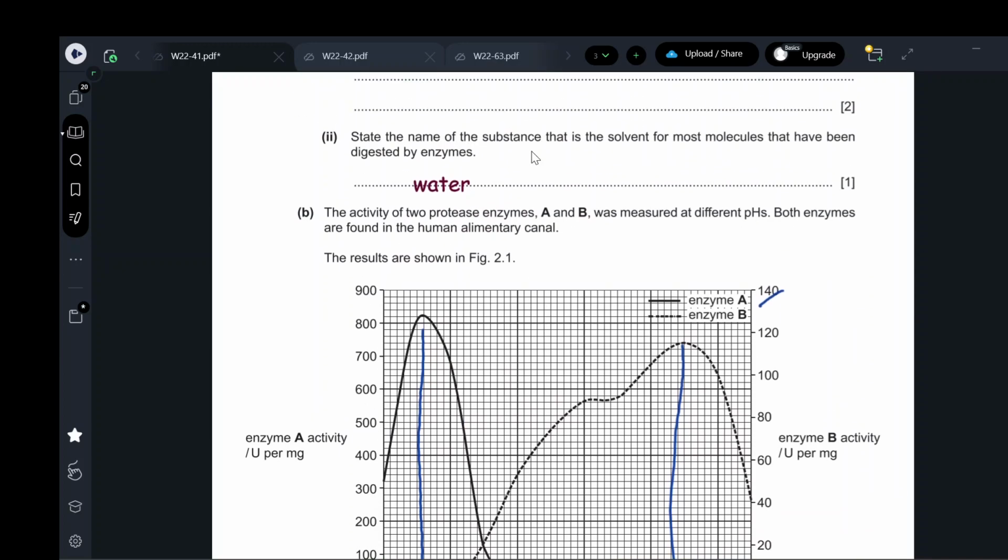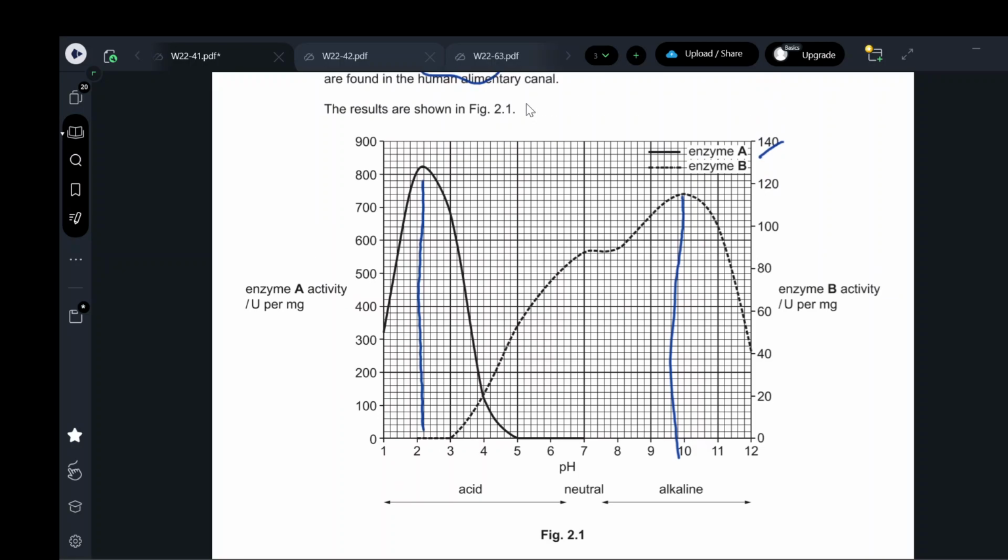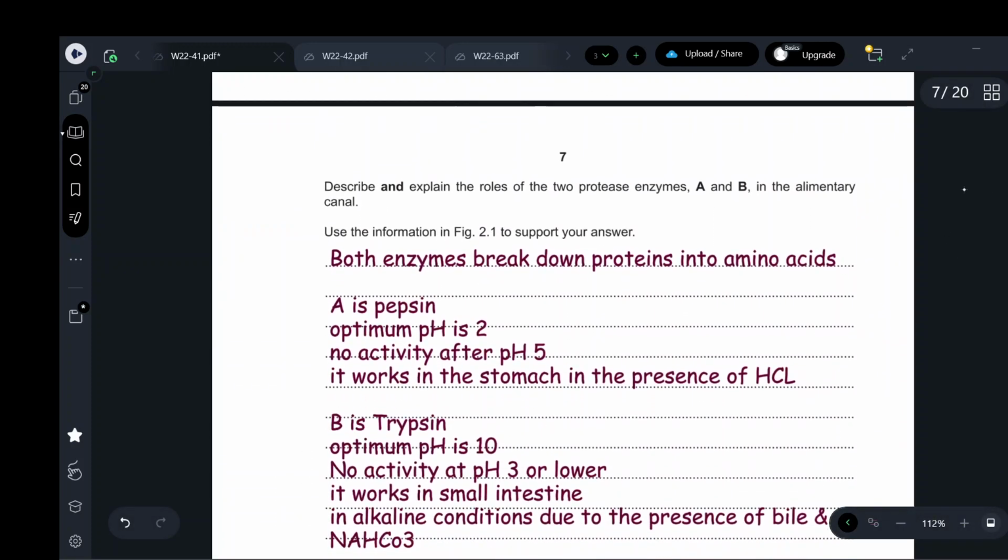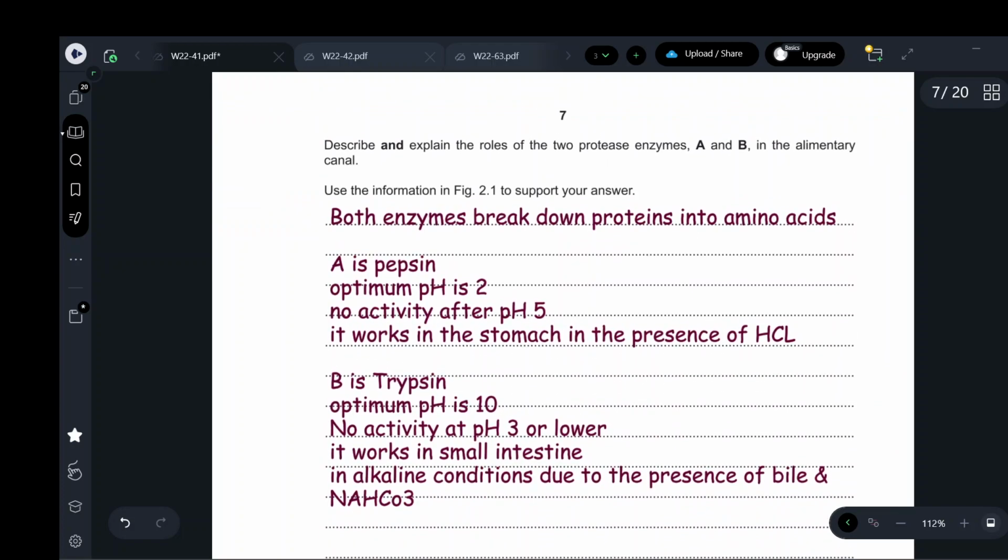He said that these are protease enzymes, both of them. Who are they? Of course, enzyme A, which is active in this acidic pH, is the pepsin enzyme in the stomach, while enzyme B is the trypsin enzyme from the pancreatic juice. Describe and explain the roles of the two protease enzymes. What do they do? Both of them break proteins into amino acids.